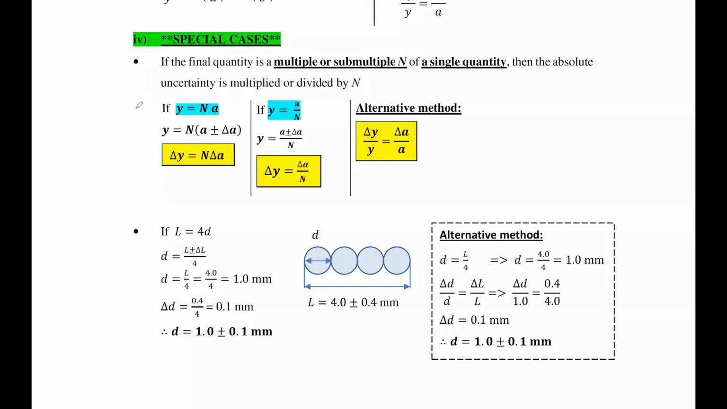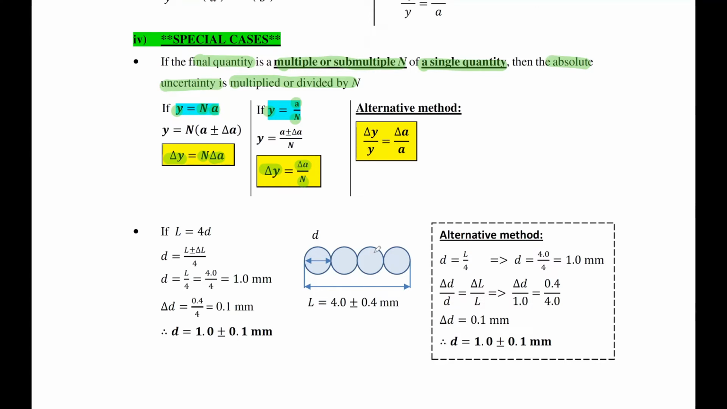The last form of equation is a bit special. If the final quantity is a multiple or submultiple n of a single quantity, then the absolute uncertainty is multiplied or divided by n accordingly. If y is equal to n times a, then the absolute uncertainty of y is equal to n times the absolute uncertainty of a. On the other hand, if y is equal to a divided by n, then the absolute uncertainty of y will be equal to the absolute uncertainty of a divided by n.